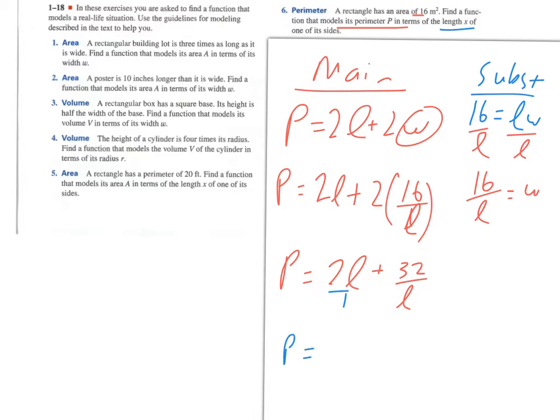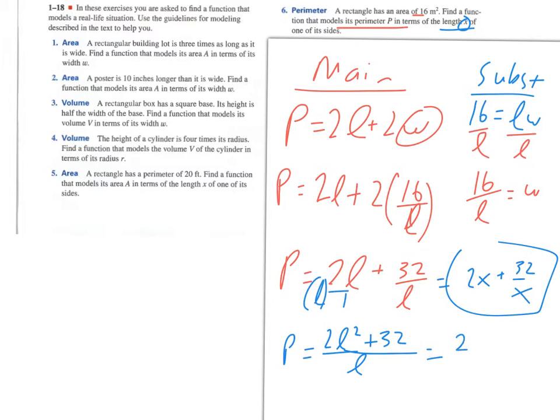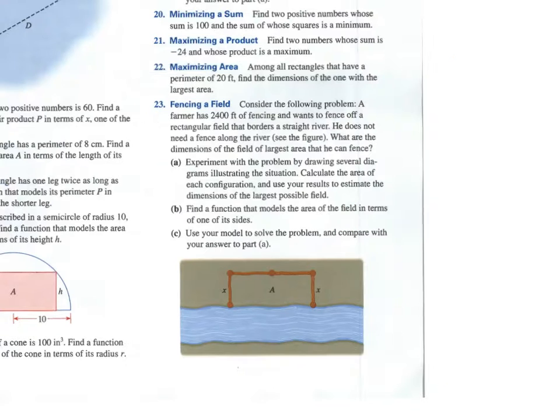If we want to do a common denominator here, you could also answer it as, let's see, we'd have to multiply this by L, so that would be 2L squared plus 32, all over L. Now they said to call this one side X, and so I'm just going to kind of translate both of these. So you can say 2X plus 32 over X, or you could say 2x squared plus 32 all over x. So that's just switching the variable to use what they wanted.